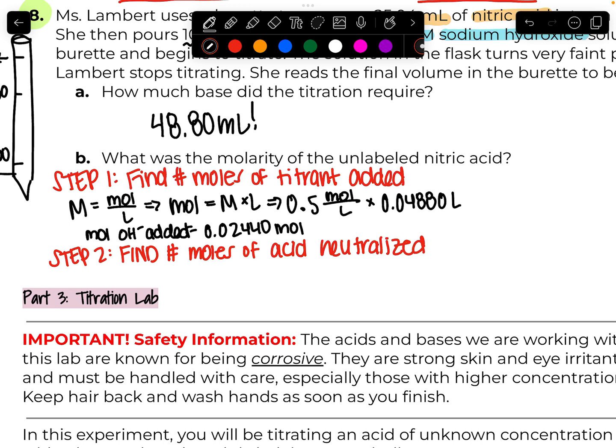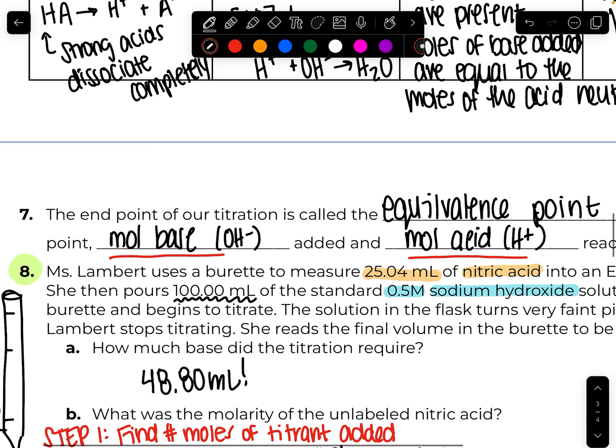It seems really easy peasy, right? I added in this much base, that's how much acid I neutralized. There's only one other step that you have to think about. At equivalence point, moles of OH are equal to moles of H plus reacted. But you do have to consider the identity of your acid and the identity of your base. We go back and we have to keep in mind the reaction equation for what's actually happening in our flask.